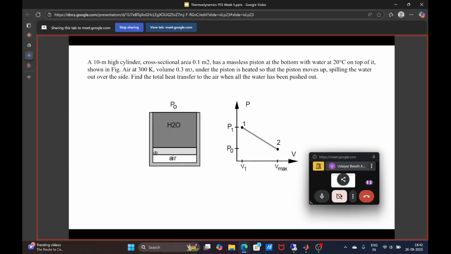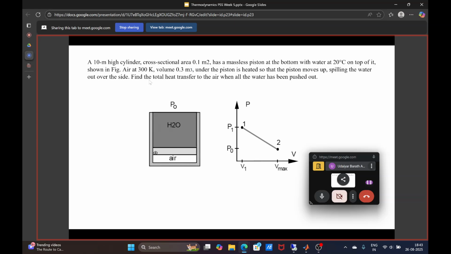So what it says is, we have a 10-meter high cylinder. So this is a cylinder whose total height is 10 meters, and the cross sectional area of the cylinder is 0.1 meter square. So that is given. That gives you the total volume of the cylinder, so that is indirectly given. And you have a massless piston at the bottom, and there is air below the massless piston, and then you have water on top of it.